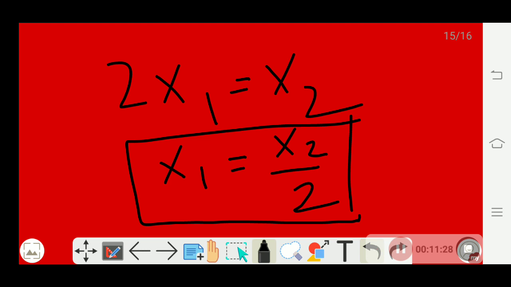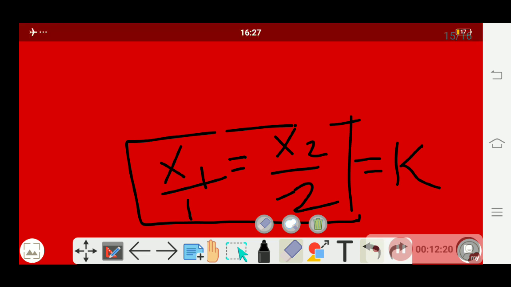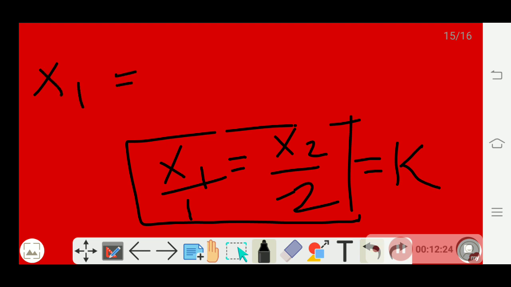Okay, easy. So we can take this equals to this, and we have ratio proportion: x1 divided by 1 is equal to x2 divided by 2 is equal to k. We have done this in ratio proportion in class 10, I think. So x1 is equal to k, and x2 is equal to 2k.